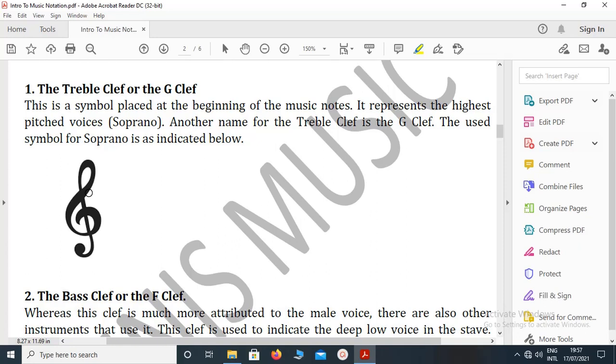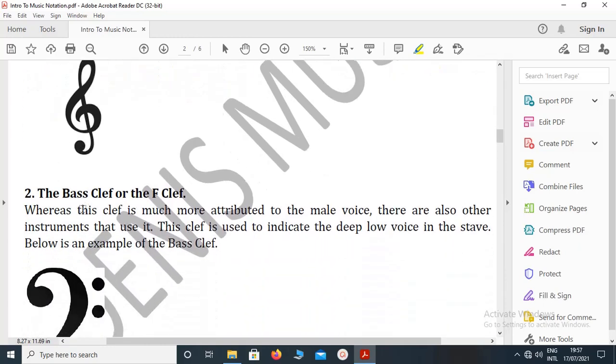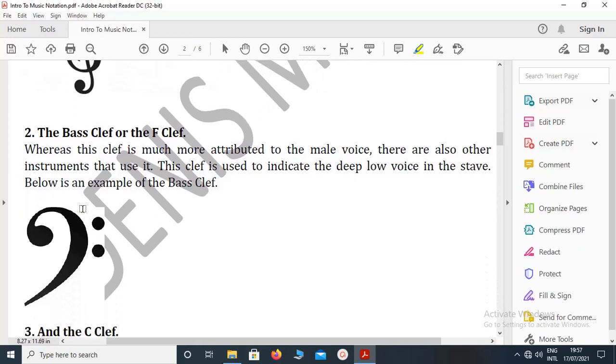For example, when you look at a flute, a recorder, a violin, okay? Those are some of the few examples of instruments that we tend to use this. They are mostly found in orchestras. So we use this symbol of the treble clef, or the G clef. The other one is called the bass clef, or the F clef.